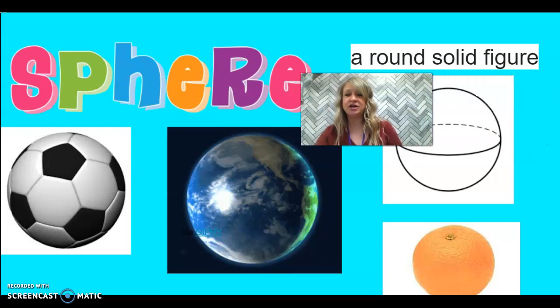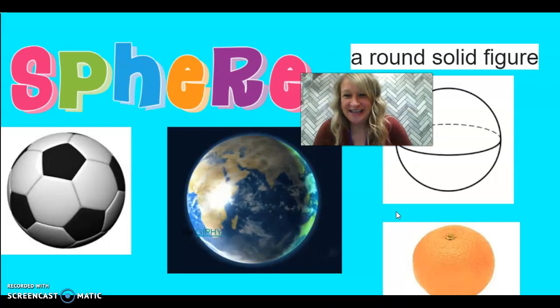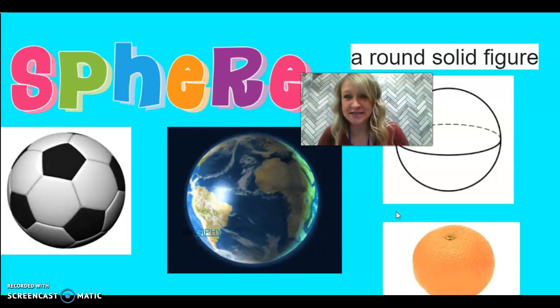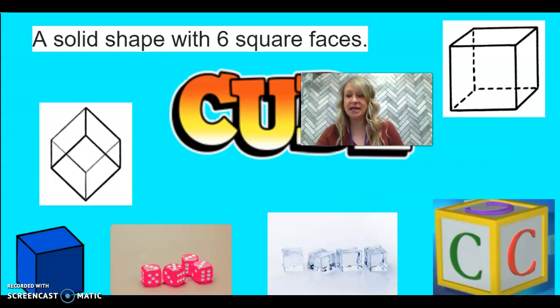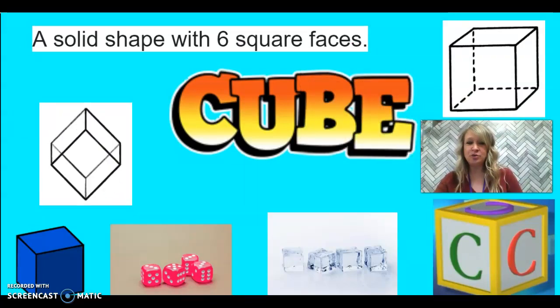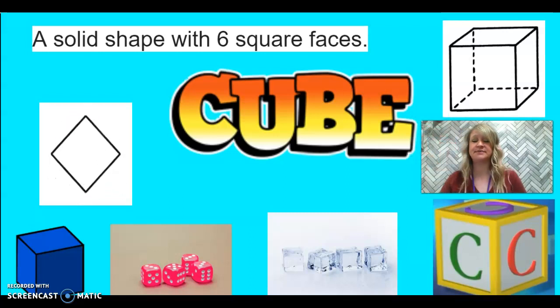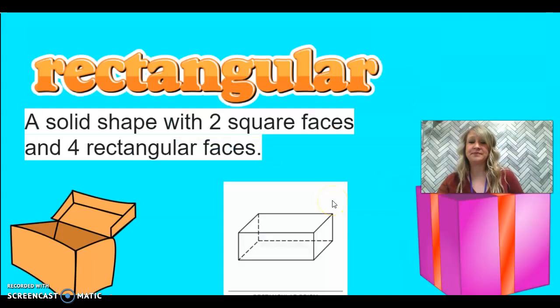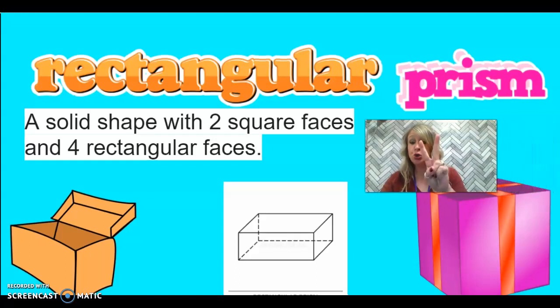Sphere. Say sphere. Sphere is fun to say. It is a round, solid figure. Cube. Say cube. A cube is a solid shape with six square faces. A rectangular prism is a solid shape with 2 square faces and 4 rectangular faces.